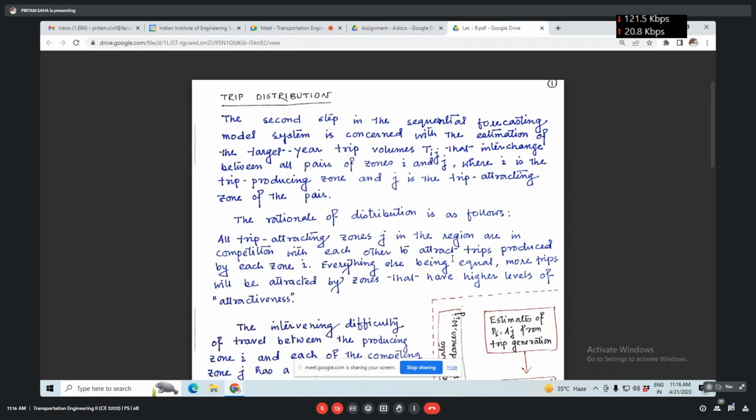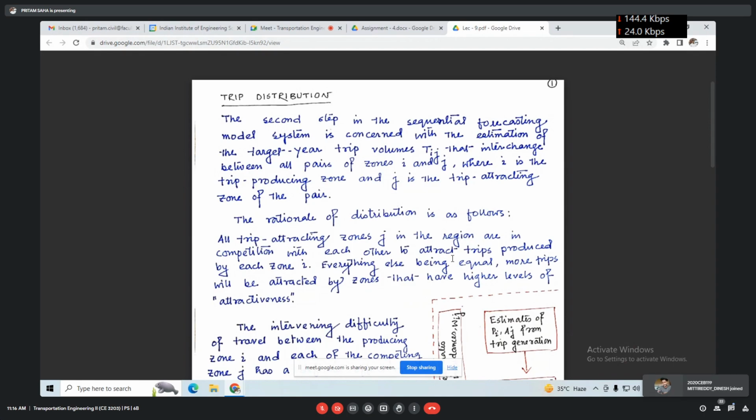So your trip will depend on the distance between your place of residence and the place you would like to visit. So distance would play an important role. If the distance is very large, you may not make that trip.